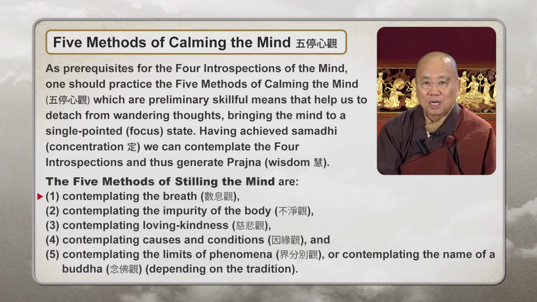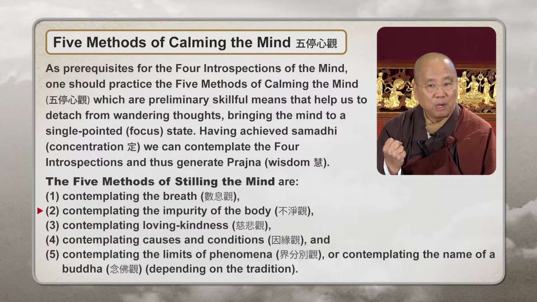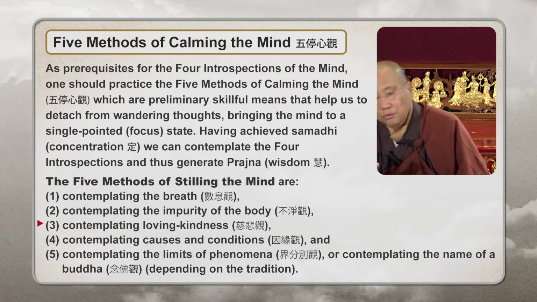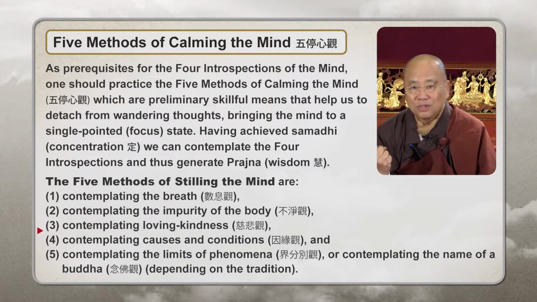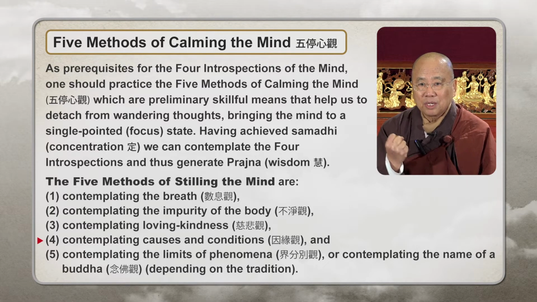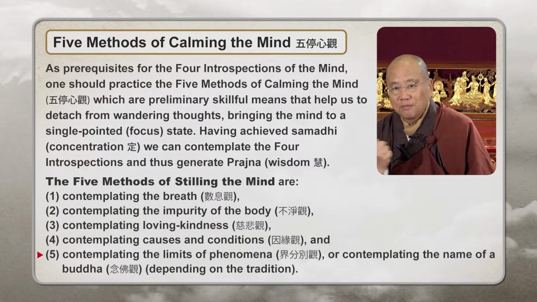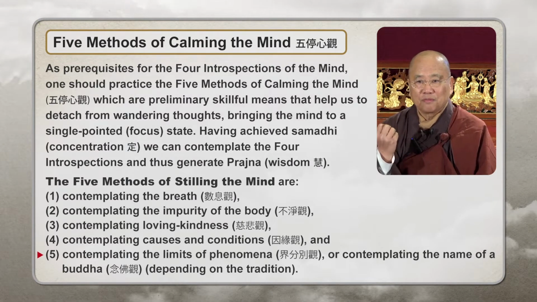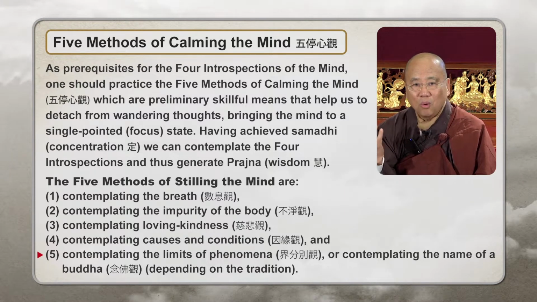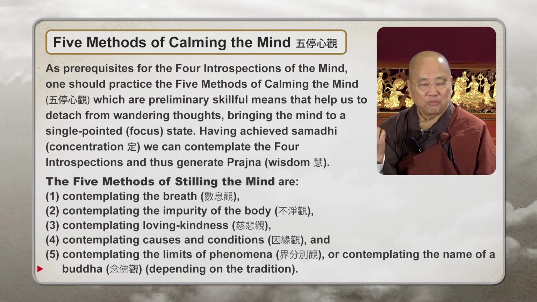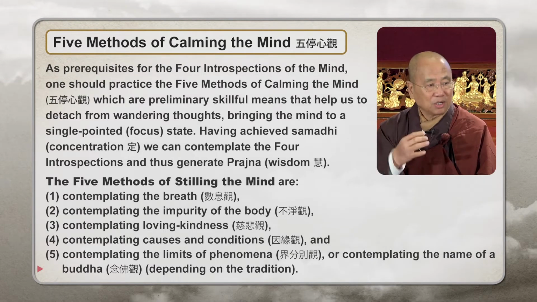There are five methods of calming or stilling the mind. The first one is contemplating the breath. The second is contemplating the impurity of the body. Third, contemplating loving kindness. Fourth, contemplating causes and conditions. And fifth, contemplating the limits of phenomena, or contemplating the name of a Buddha, depending on the tradition. So what are the five methods of calming the mind? Let's talk about the first one.